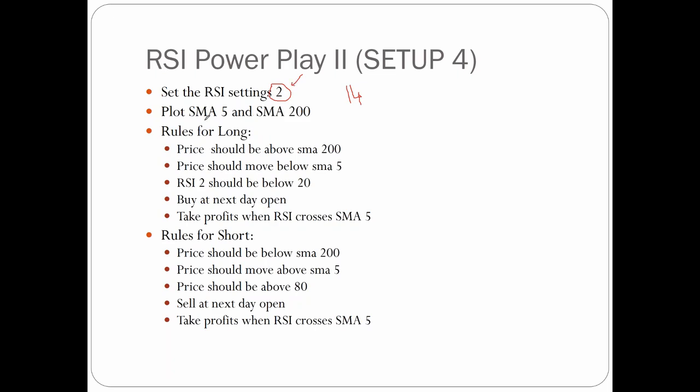Then you have to plot a 5 period simple moving average and a 200 period simple moving average on your charts. This is done only on daily charts and no other time frame. Please note it down. RSI settings at 2 instead of 14. You plot 5 SMA on your chart, you plot 200 SMA on your chart, and when you go long, price should be above 200 SMA.